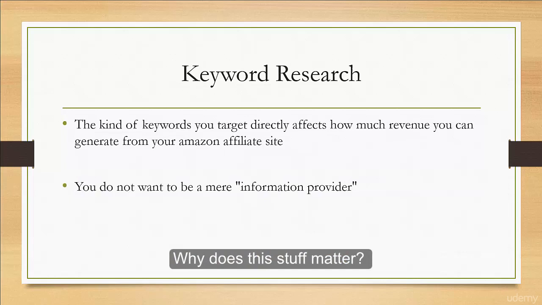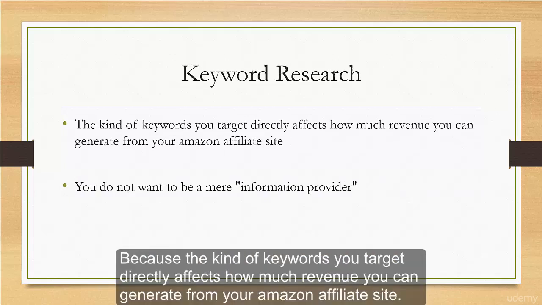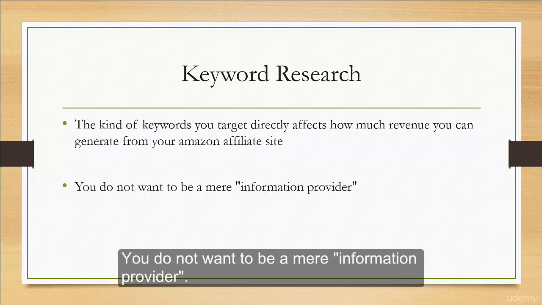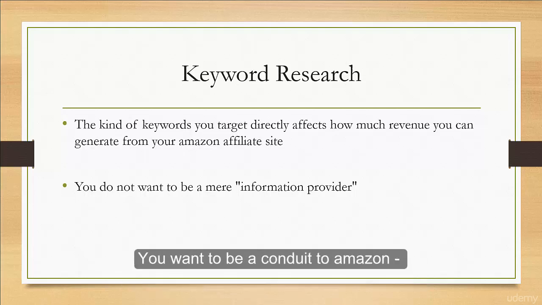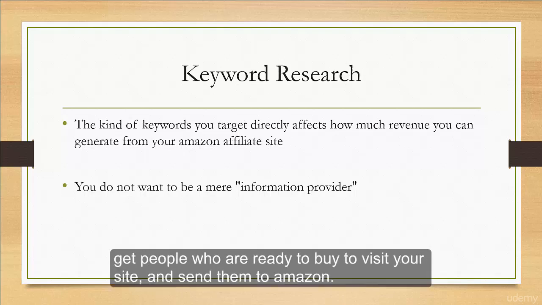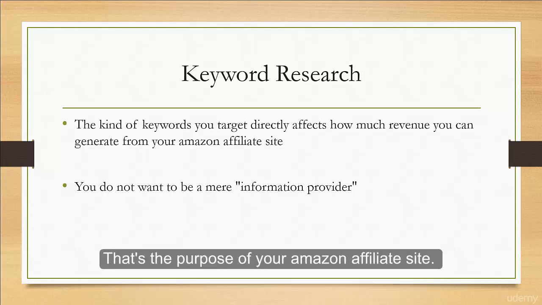Why does this stuff matter? Because the kind of keywords you target directly affects how much revenue you can generate from your Amazon affiliate site. You do not want to be a mere information provider. You want to be a conduit to Amazon. Get people who are ready to buy to visit your site and send them to Amazon. That's the purpose of your Amazon affiliate site.